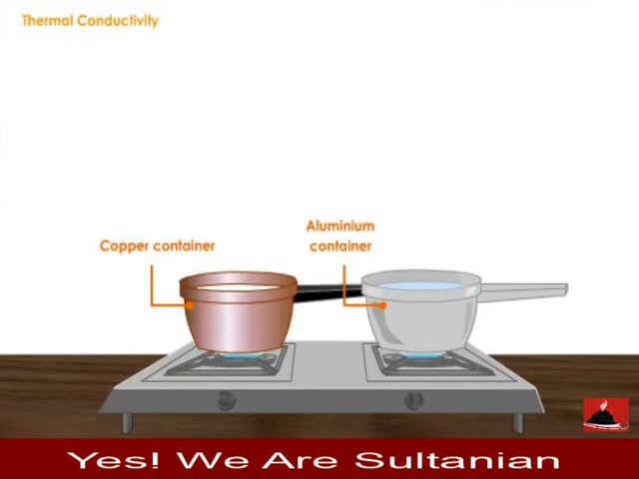Thermal conductivity. Almost all the metals are good conductors of heat. When a piece of metal is heated at one end, the heat travels towards the other end and the whole piece becomes hot. It is due to this reason that metals are used to make cooking utensils.